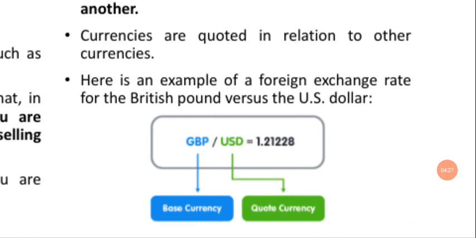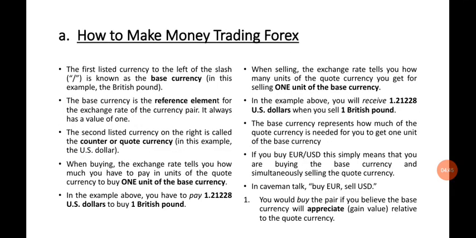The British pound, the one before the slash, is your base currency, while the one after is your quote currency. In any currency pair, just know the first 3 letters are for your base currency and the last 3 letters are for your quote currency. The first listed currency to the left of the slash is known as the base currency, in this example the British pound. The base currency is the reference element for the exchange rates of the currency pair. It always has a value of 1. The second listed currency on the right is called the counter or quote currency, in this example the US dollar.